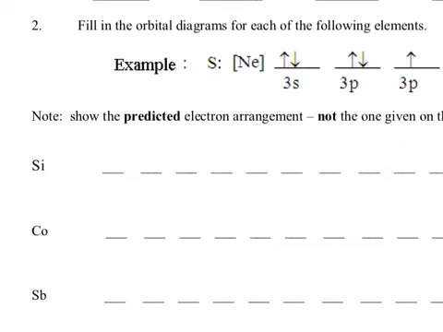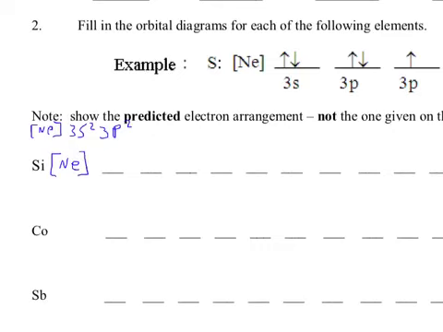First thing I'm doing is electron configuration. If I did an electron configuration for silicon, it's the same as neon, and then after neon, I would have 3s2, and then 3p2. So when I go to do the orbital diagram, I do just like the electron configuration. I say bracket Ne.